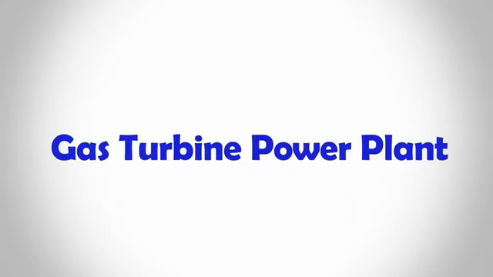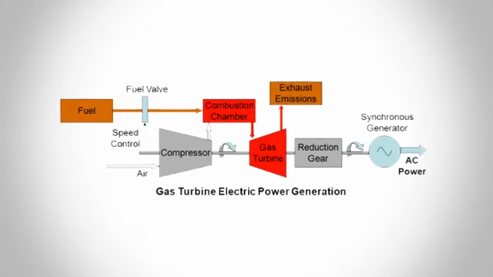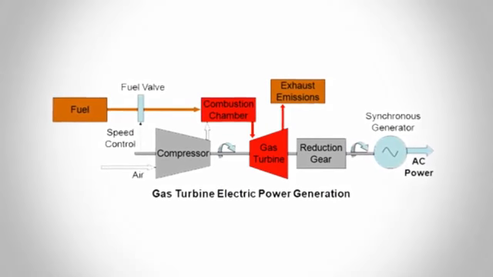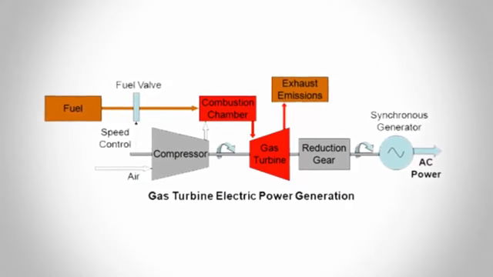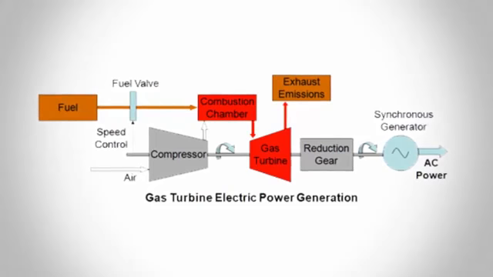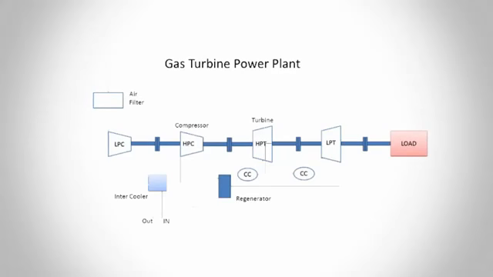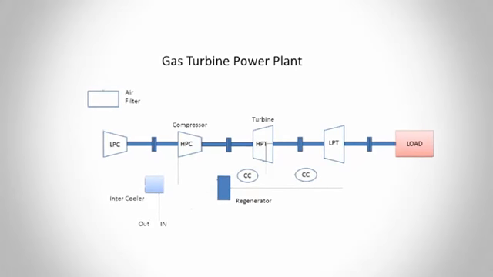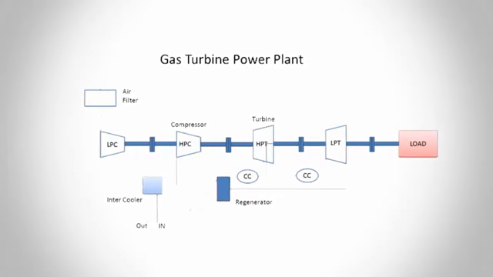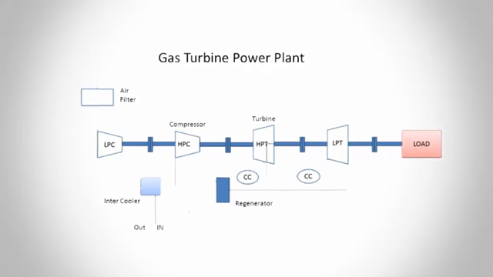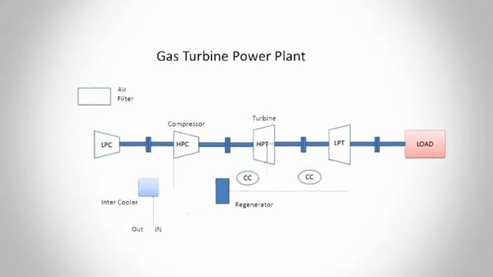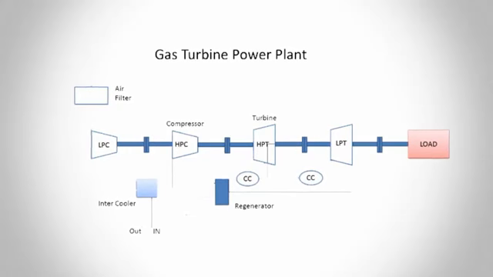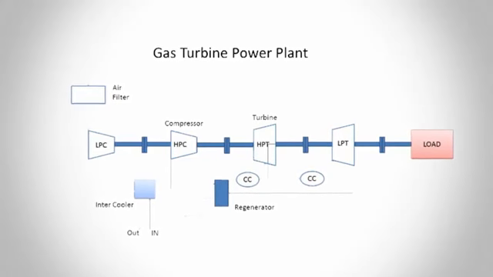Gas turbine power plant. A generating station which employs gas turbine as the prime mover for the generation of electrical energy is known as a gas turbine power plant. In a gas turbine power plant, air is used as the working fluid. The air is compressed by the compressor and is led to the combustion chamber where heat is added to air, thus raising its temperature. Heat is added to the compressed air either by burning fuel in the chamber or by the use of air heaters.